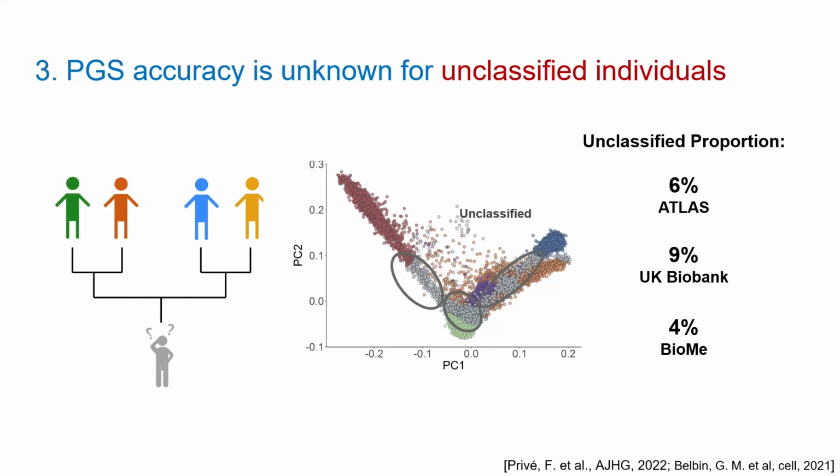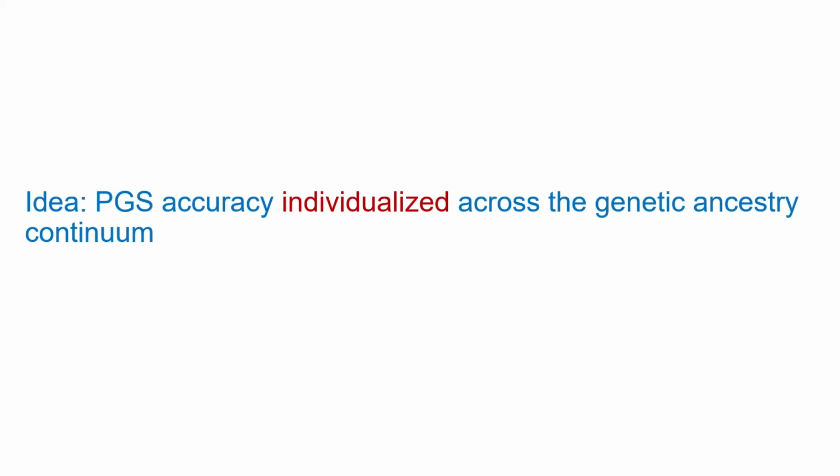We actually looked more thoroughly, and more individuals over time get to be so complex in terms of genetic ancestries that all these clustering methods just fail. So in Atlas, after we did our best, we have around 6%, in UK Biobank around 9%, and Biome around 4% unclassified. And there's reason to believe that these numbers will keep growing over time, because individuals will have more and more complex ancestries, they'll move to different places, and genetic ancestry will continue to shuffle.